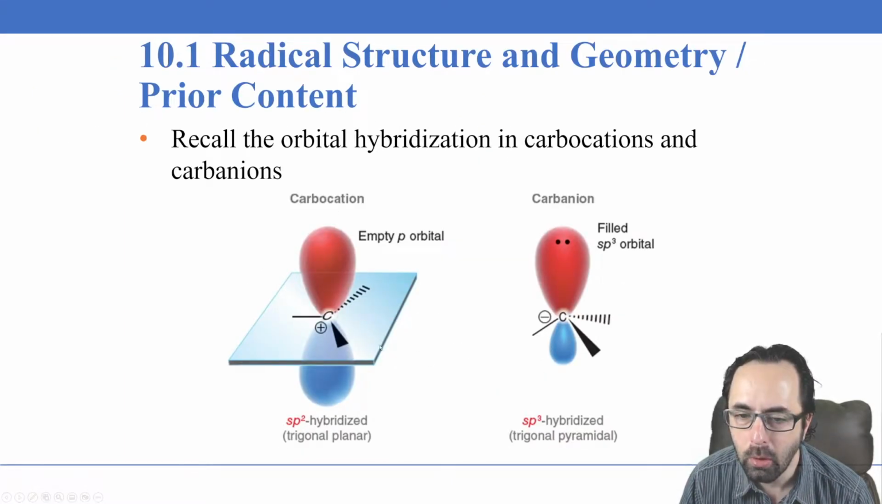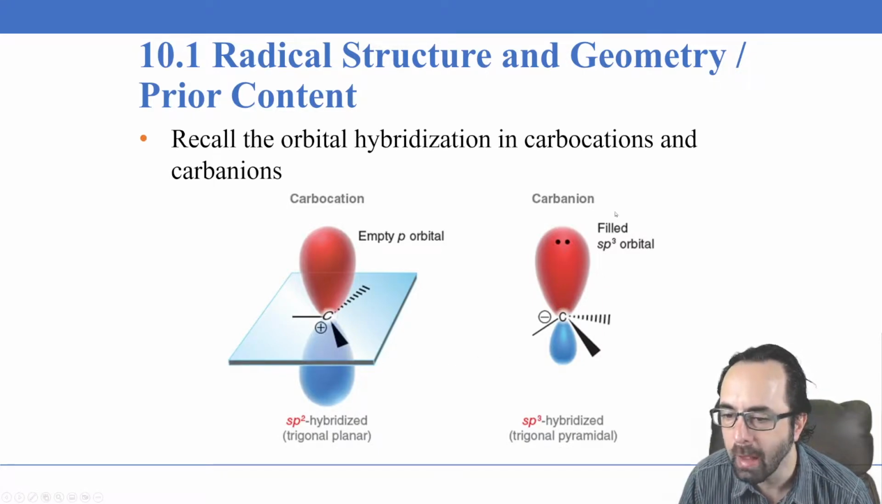You may remember when we talked about carbocations and carbanions that when we have a carbocation, for example, the carbon here is sp2 hybridized because it has three bonds and no lone pairs. That means its shape is trigonal planar, which has a lot of consequences for the stereochemistry of reactions. For example, in a nucleophilic attack, it's equally likely that a nucleophile can attack from the top side of the carbon or the bottom side.